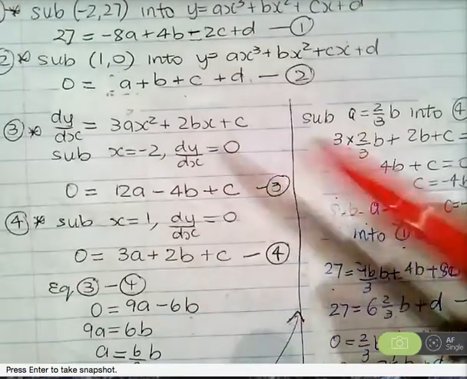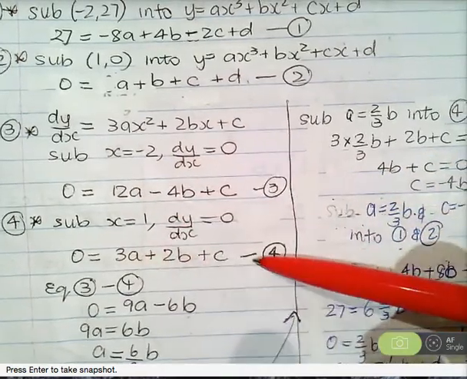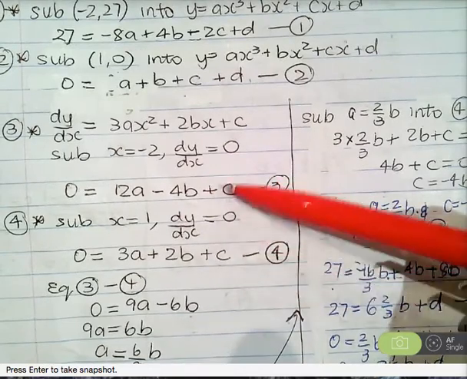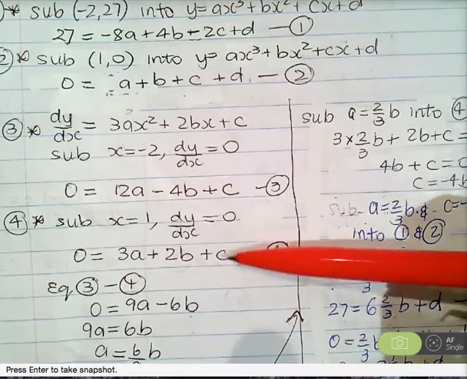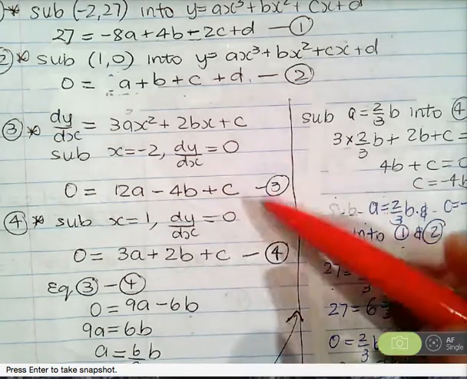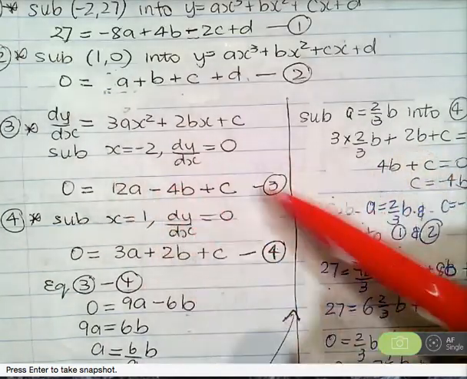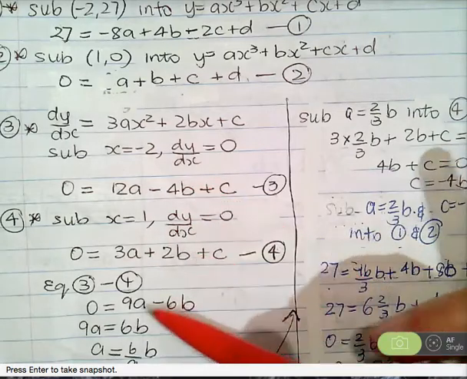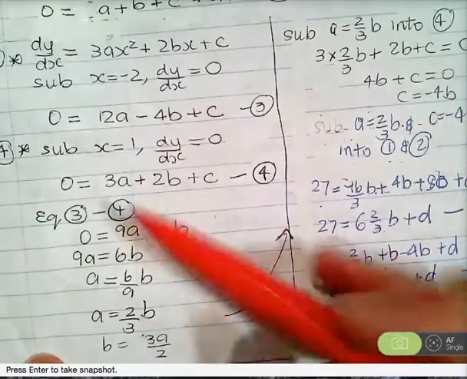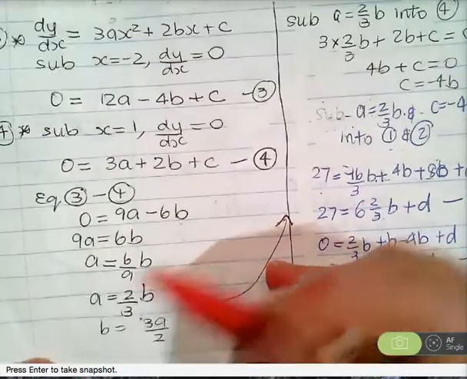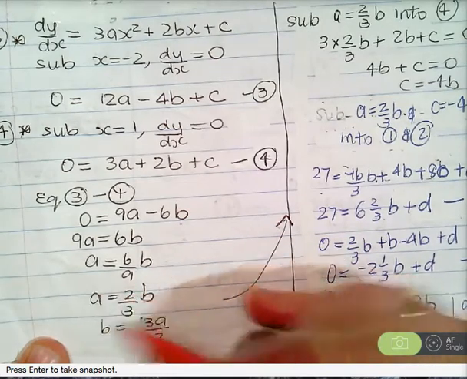Now, you've got 2 equations with 3 unknowns, but if you just do equation 3 minus 4, you're automatically going to eliminate this c. So that's a good idea to do 3 minus 4. If you do equation 3 minus 4, you get 9a minus 6b is 0. You can take that 6b over, and you can divide through by 9, and you'll get that a is 2/3 of b, or I'm going to write also that b is 3a over 2.